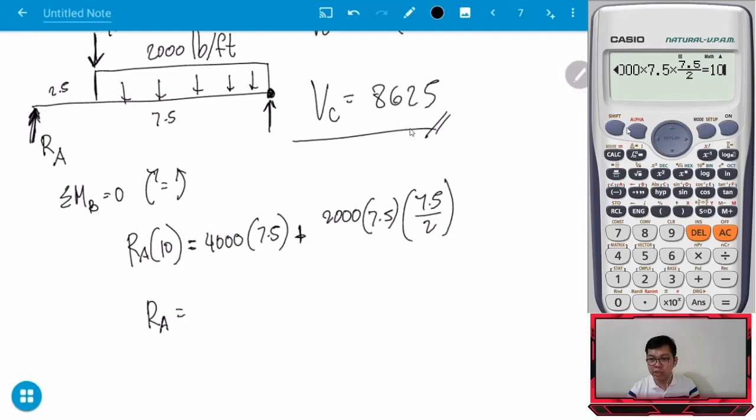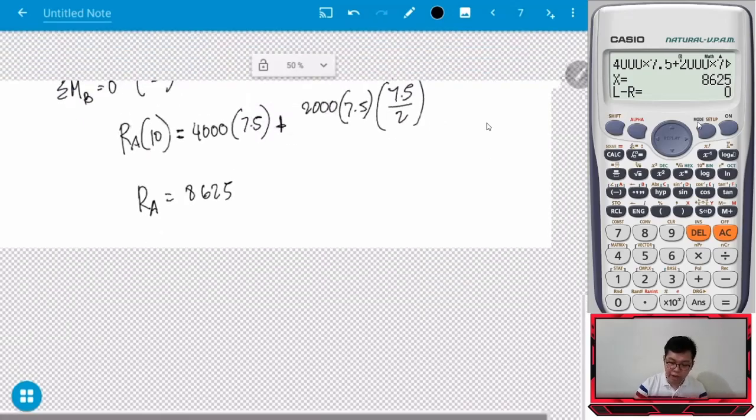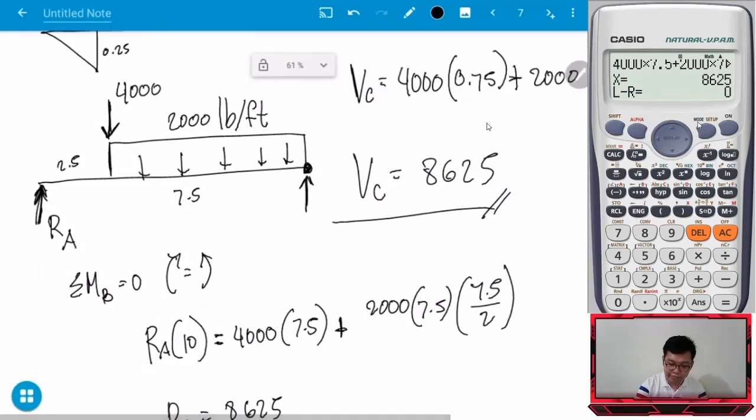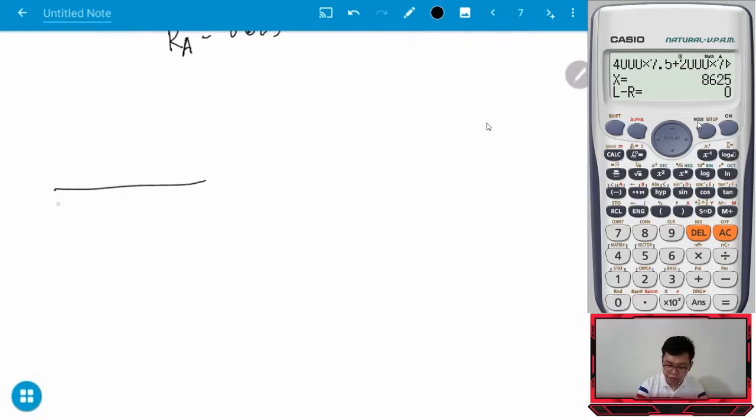Okay, so anyway, 10x pala yan. Ano yung sag? Di ba? 8625. Sir, reaction man yan, sir. Hindi man yan shear. Yes, hindi yan shear. But, tingnan nyo. If I will try to cut the beam here, i-cut ko yung beam, ha? Di ba? Cut ko yung beam, RA. Okay, and then yan. This is actually the shear at C.